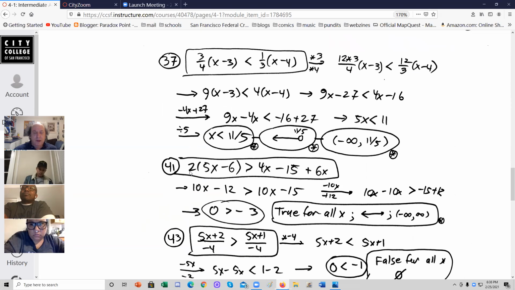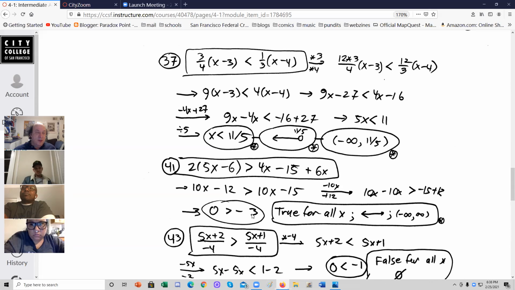Here we have 2 times 5x minus 6 is greater than 4x minus 15 plus 6x. First you distribute. 10x minus 12 is greater than 10x, so combine these, 10x minus 15. So move this 10x to the left by subtracting it. Move this 12 to the right by adding it to both sides. The inequality remains the same. 10x minus 10x is greater than negative 15 plus 12. Or 0 is greater than negative 3.